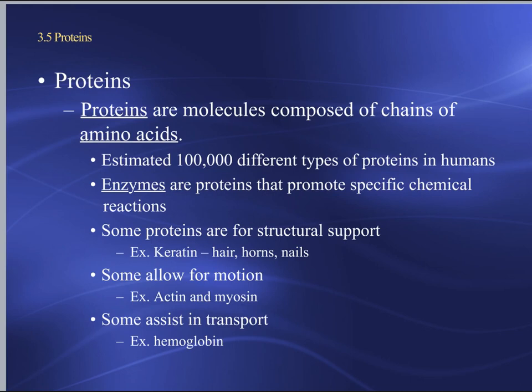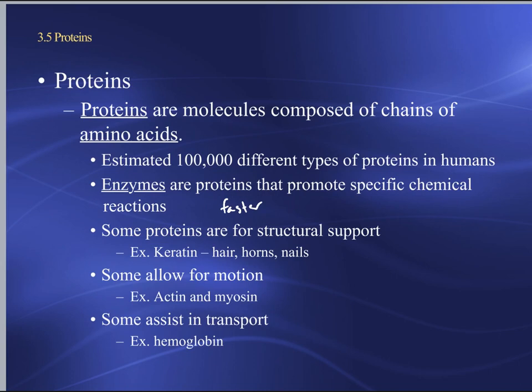One example of a protein is called an enzyme. These are proteins that promote specific chemical reactions. They make reactions happen faster, or ones that never happened at all can actually happen because of enzymes. So it's a way for your cells to create and perform reactions that otherwise would not be happening.